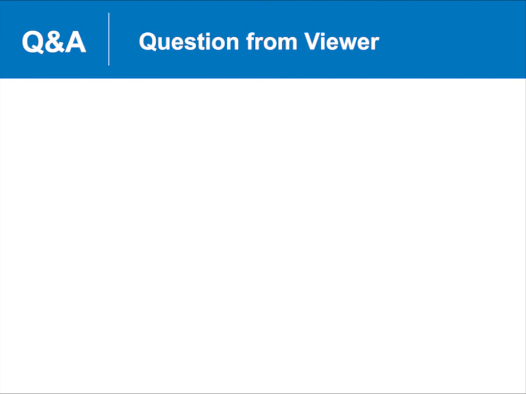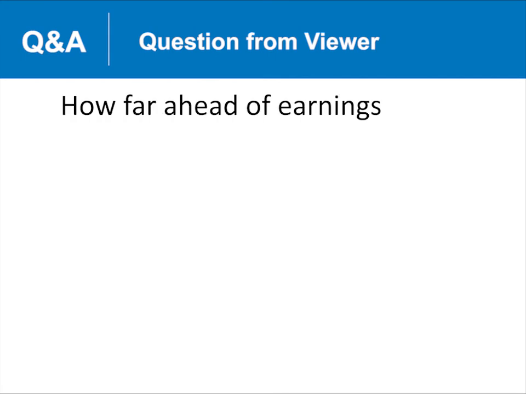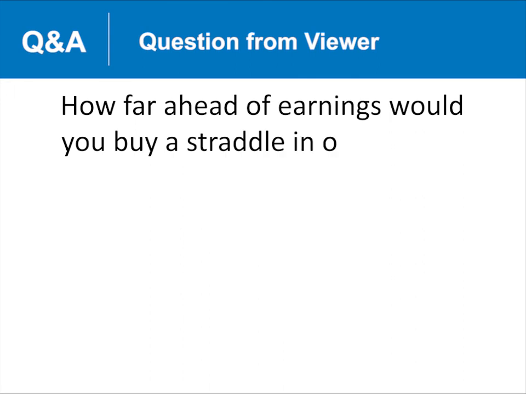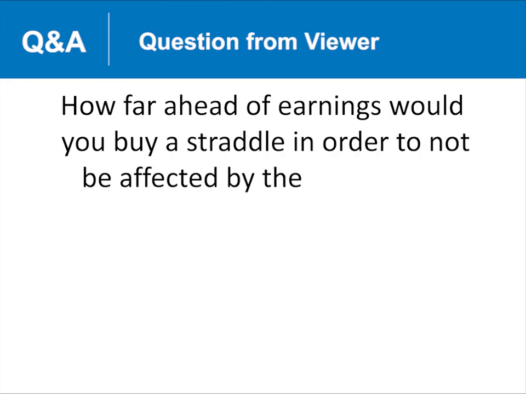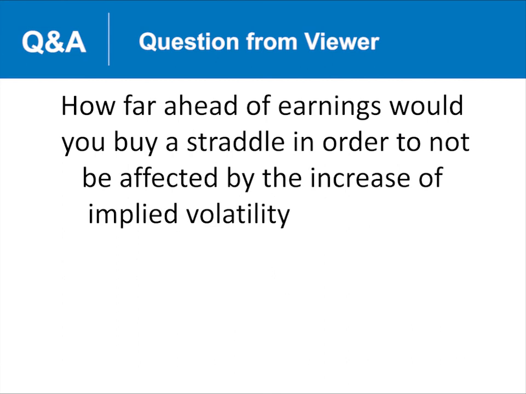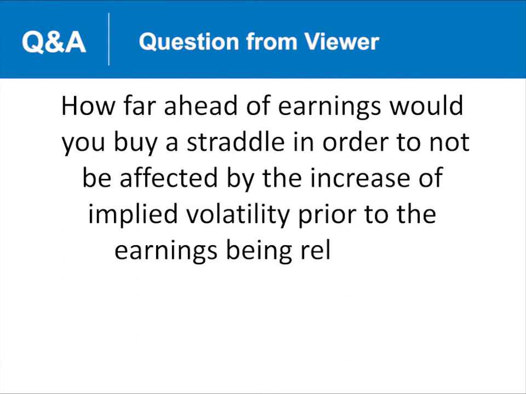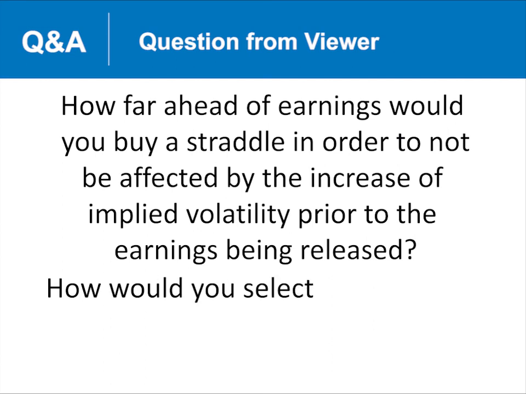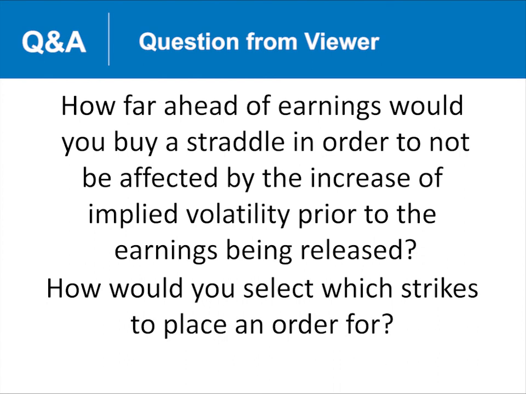I see. Now, looking at a straddle, for example, two questions really. Number one, the investors want to know, speaking of earnings that we had just mentioned, how far ahead of earnings would you buy a straddle in order to take advantage of that and not be affected by the buildup of implied volatility prior to the earnings release? And number two, how would you select which strikes for a strangle, for example? How would you suggest which strikes you would go ahead and place an order for?